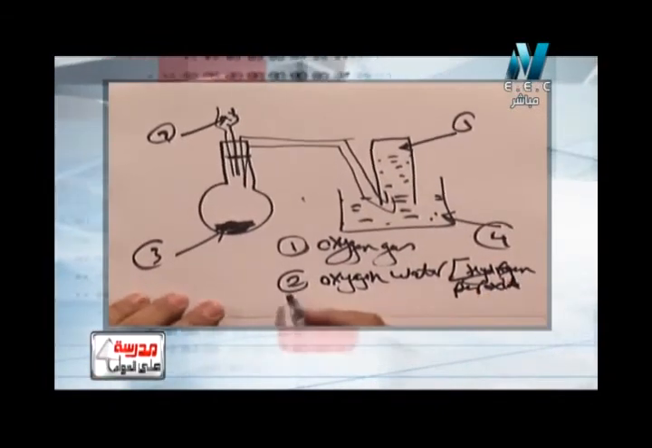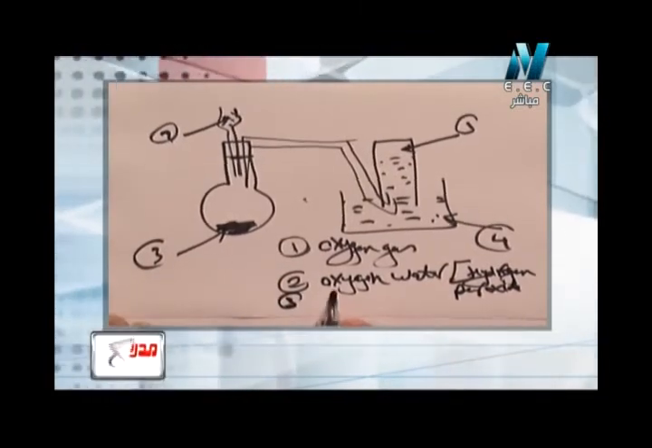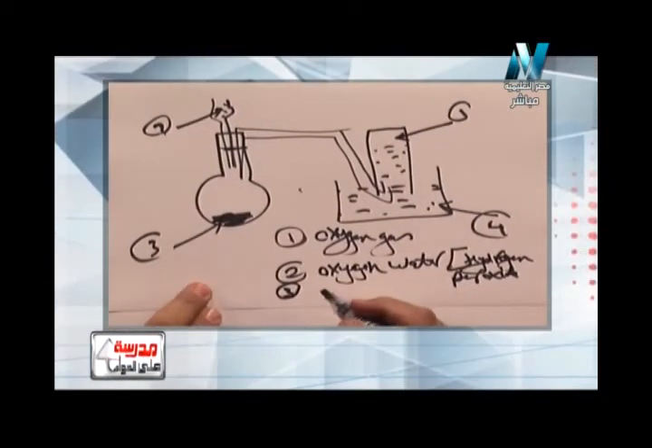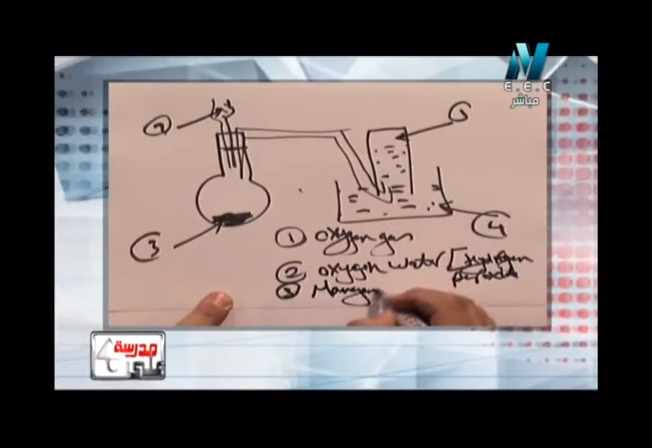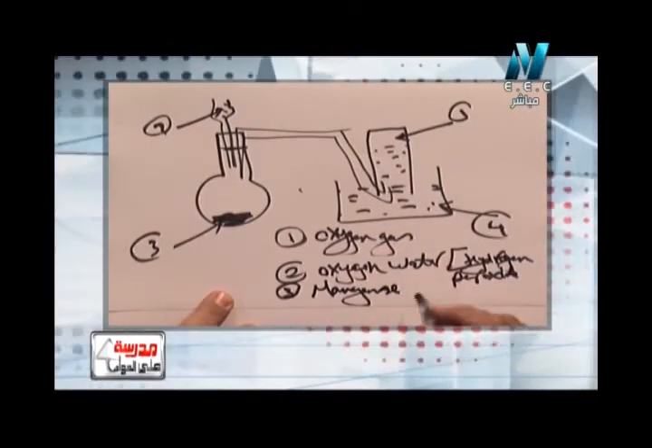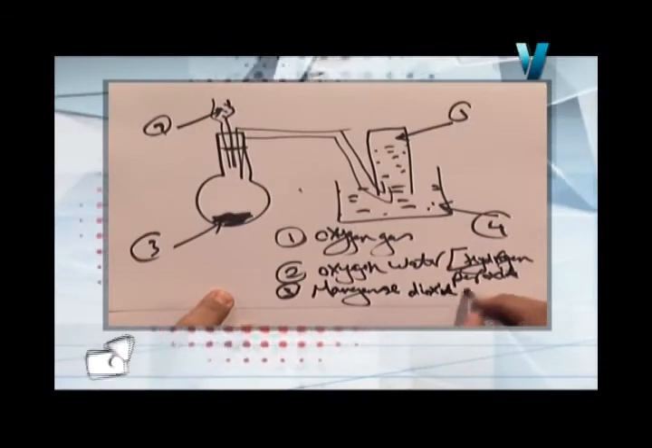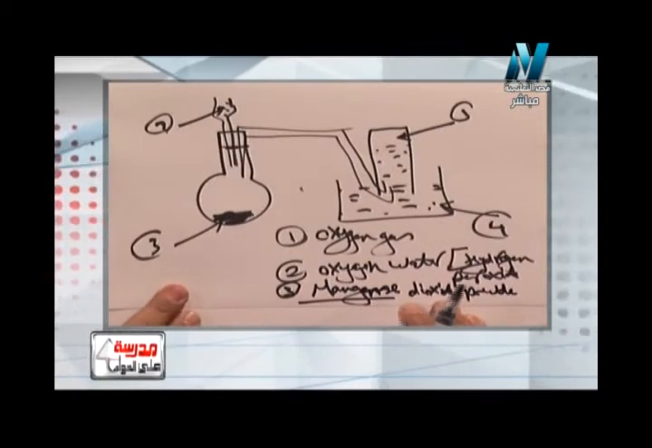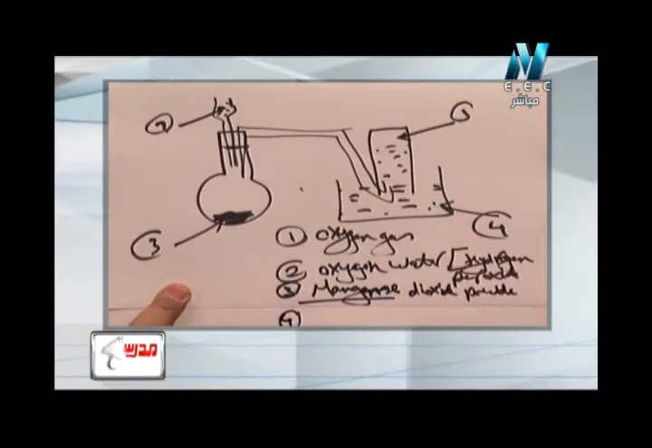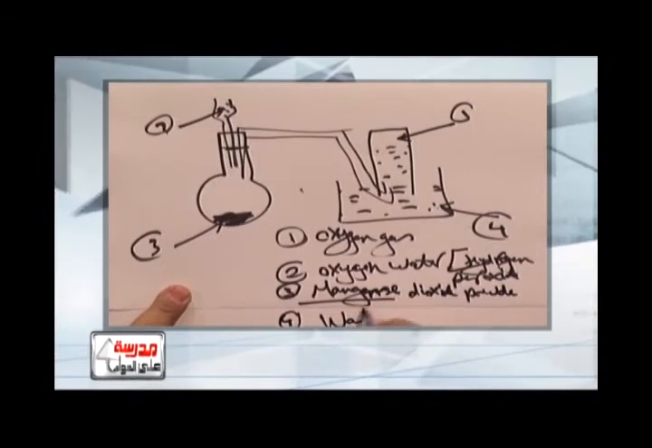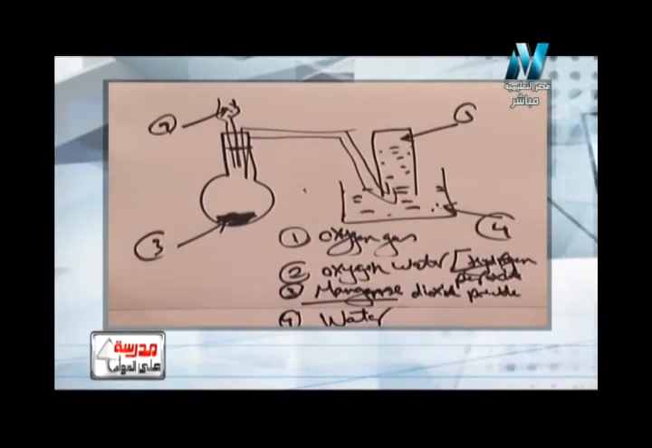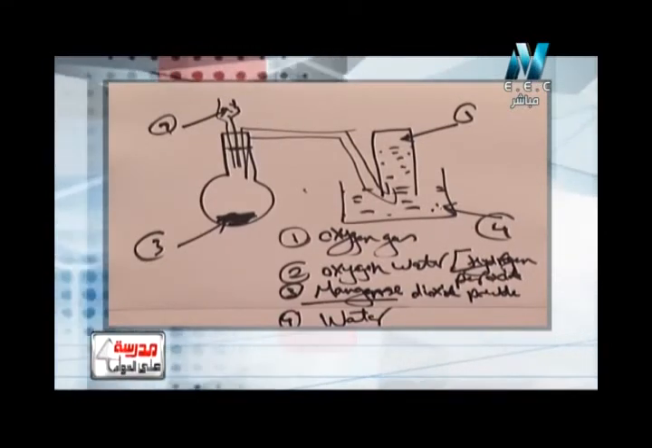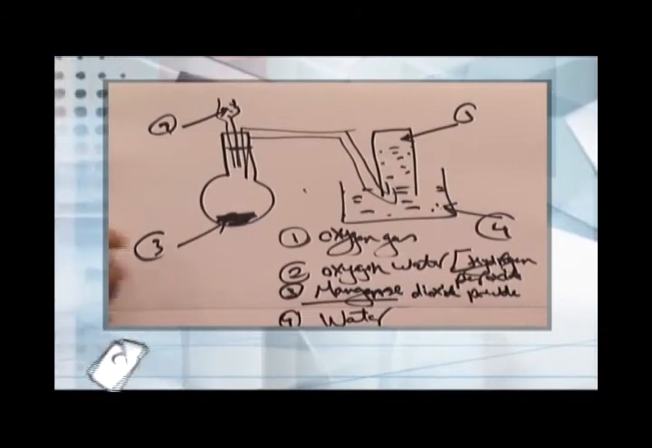What about number 3? Number 3 which is the black powder، او باودر اسود او مسحوق اسود مهم جدا في التحضير ده هنسميه منجنيز. وبليز ناخد بالنا من السبيلنج، منجنيز مش مغنيسيوم. منجنيز دايكسايد باودر، again manganese dioxide powder. What about number 4? Number 4 here is the basin of water or trough of water, or I can write water. So again you are demanded انت مطلوب منك تعمل labeling للدياجرام لكن مش ترسم الدياجرام نفسه. again in primary 6 احنا مطلوب مننا نعمل labeling diagram لكن مش نرسم الدياجرام نفسه.